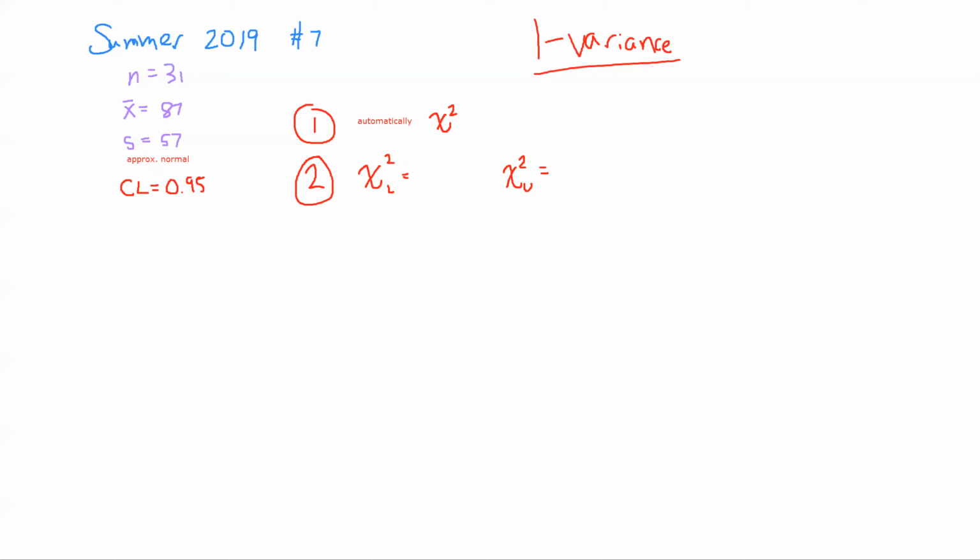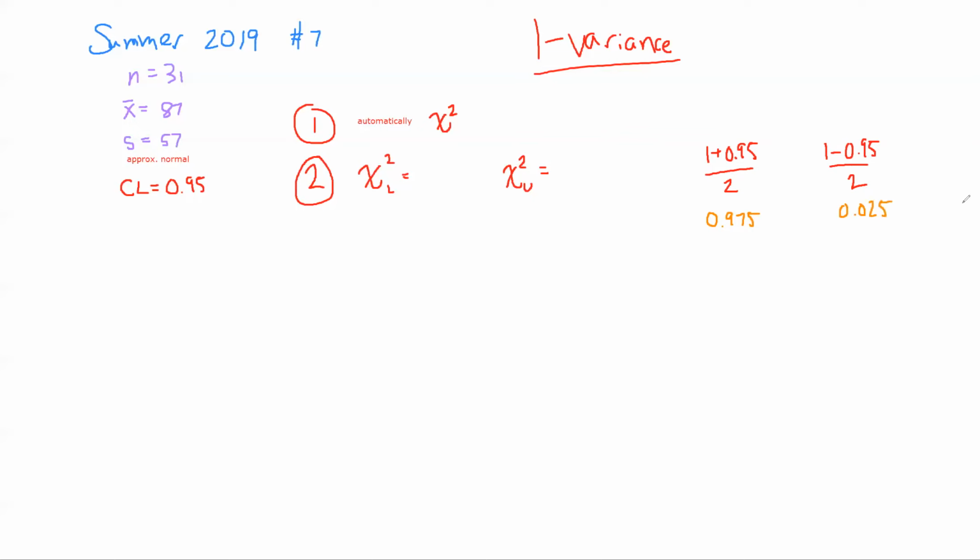So we want the 95% confidence interval. What we want is the values corresponding to 1 plus 0.95 over 2 and 1 minus 0.95 over 2. So you want the chi-square values that correspond to tail values of 1 plus confidence level over 2 and 1 minus confidence level over 2. So you're looking for chi-square values that correspond to 0.975 and 0.025.